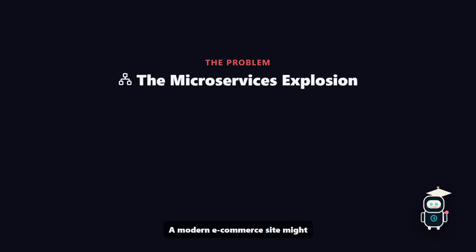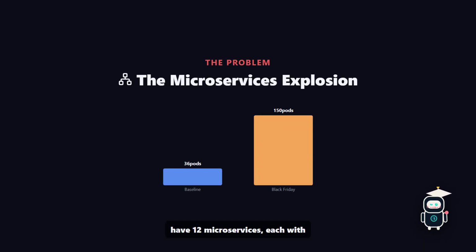A modern e-commerce site might have 12 microservices, each with 3 replicas. That's 36 pods, just to meet baseline demand. During a Black Friday sale, auto-scaling kicks in, and you can easily hit 150 or more pods. Managing that sprawl by hand is where the nightmare begins.